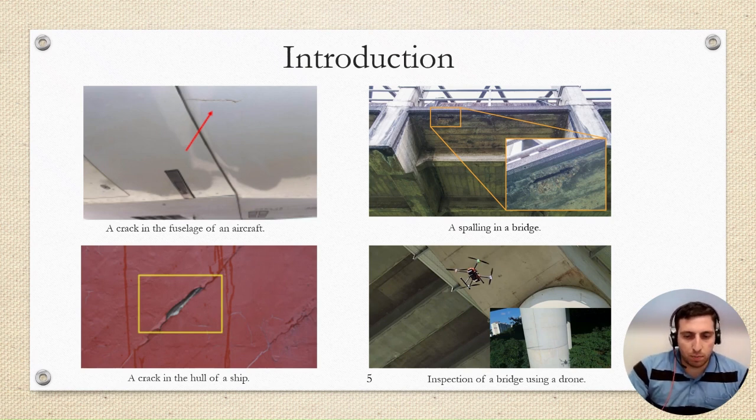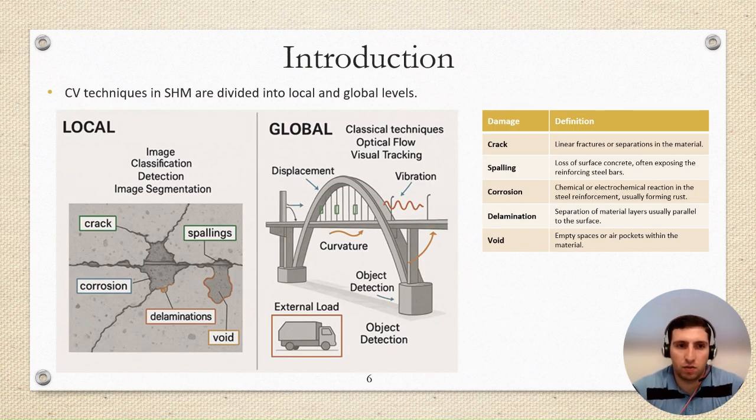In the first example, we could see the inspection of bridges using drones. The drone could go to specific areas in the bridge and collect images. These images are analyzed using vision-based structural health monitoring techniques, leading to identifying the damages. There are two levels for vision-based structural health monitoring.